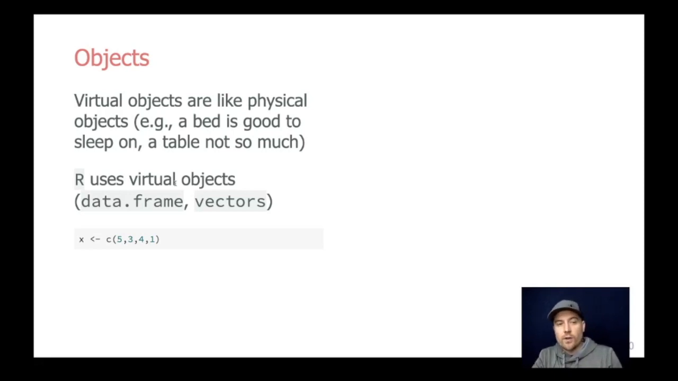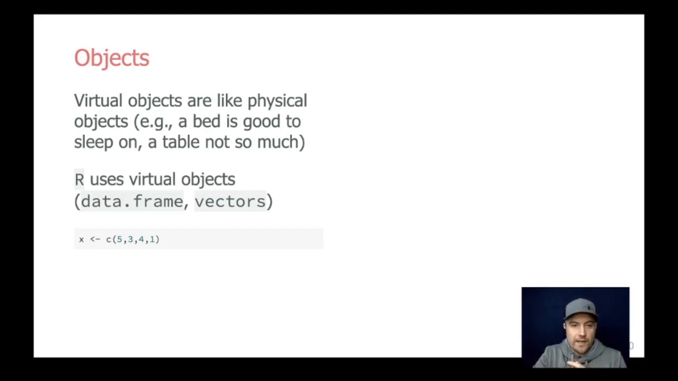R is going to use virtual objects, and the two that we're really going to focus on are called data frames and vectors. Vectors are individual variables, so if you're thinking about like an Excel file with spreadsheets, a vector is going to just be a single column.